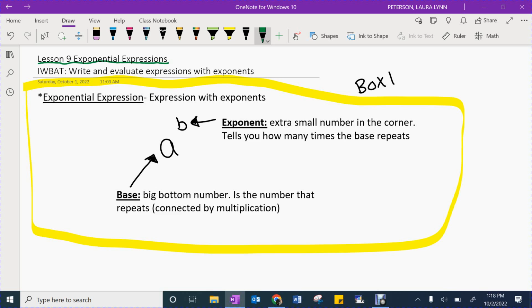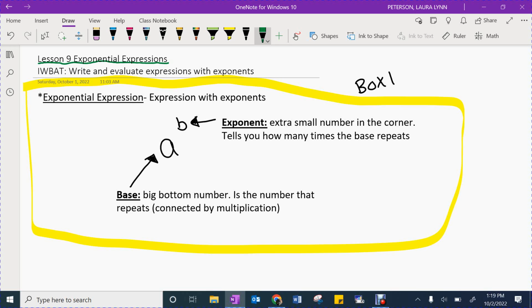Okay, I'm just going to read what's on the screen. The official definition: an exponential expression is an expression with exponents. It sounds like a silly definition, but that is it. Well, some of you may remember exponents from elementary school. And if you don't, or maybe your elementary school teacher didn't get to it, that's okay. We're going to start off our lesson talking about exponents and how to work with them.